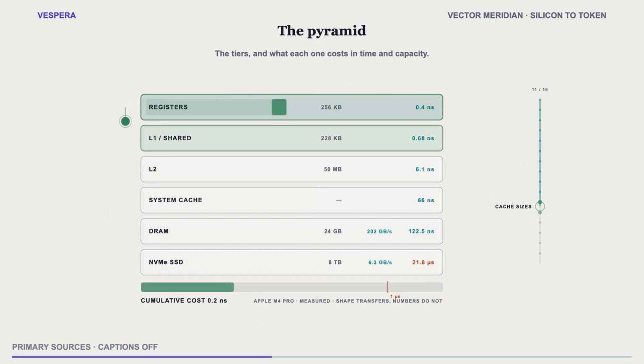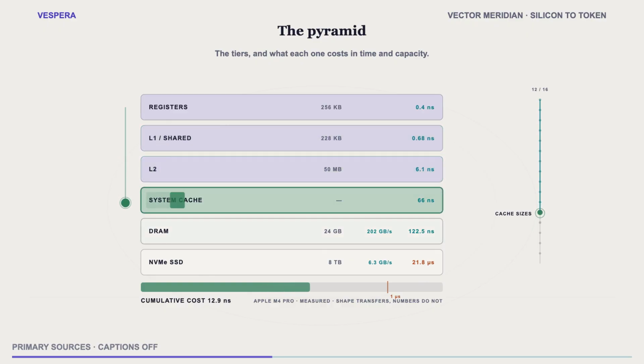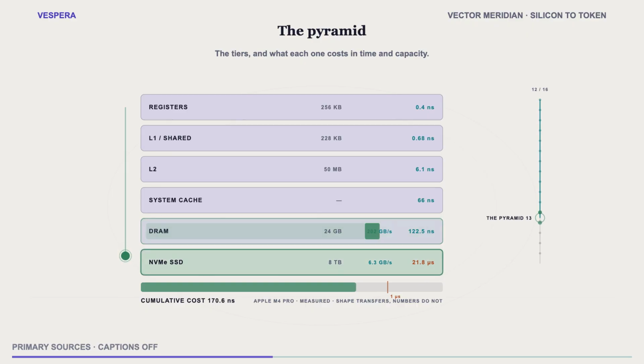And now the tier everyone forgets. And the reason we are going to spend 2 whole beats on it: below DRAM there is one more step to storage. And that step is not a step at all. On the same machine, a random 4 kilobyte read from the SSD took 21,790 nanoseconds against 122 for DRAM. That is another factor of 178.